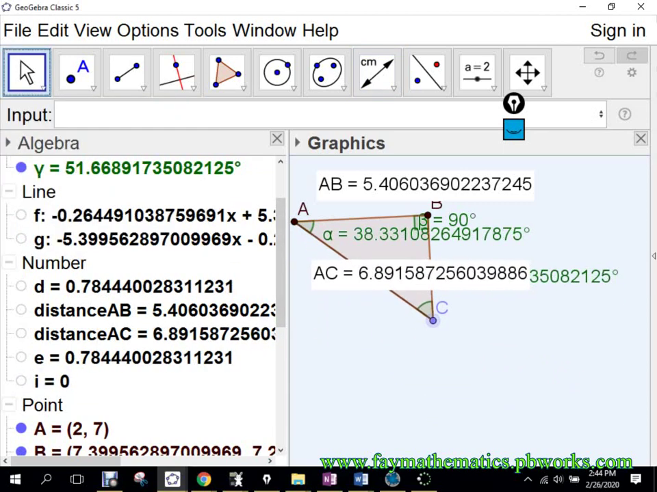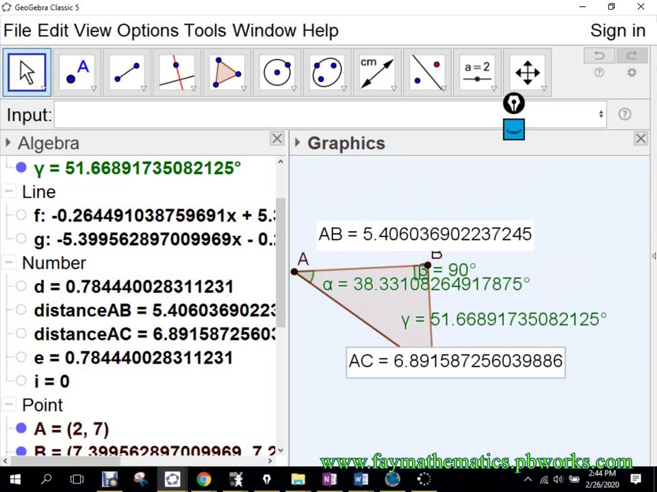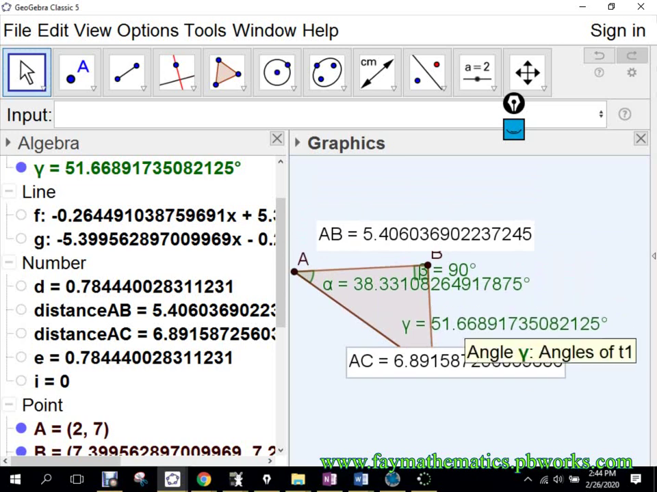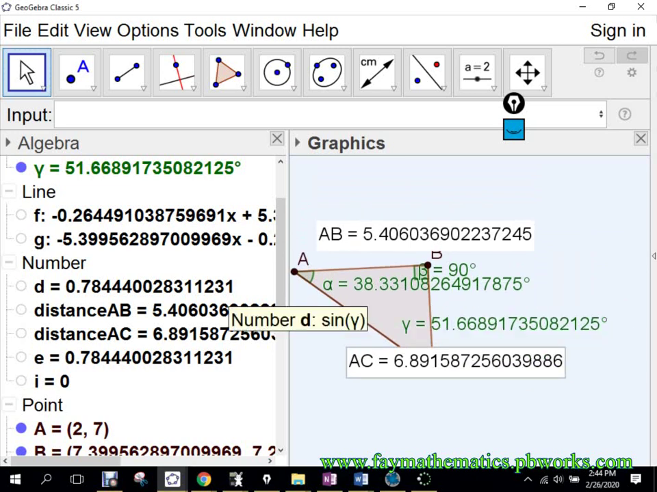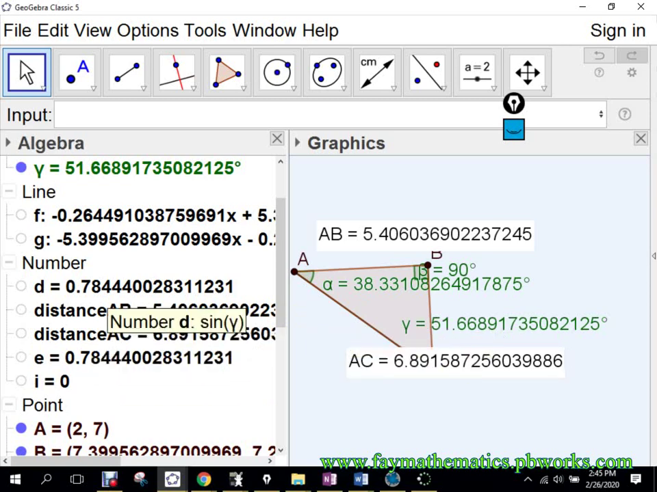Change this angle. So now I've got a 51.66 degree angle. This would be the sine of 51.66 where my cursor is. This here would be the 5.4 number divided by the 6.89 number, and it still gives me the same thing. So our calculators are programmed to know that.